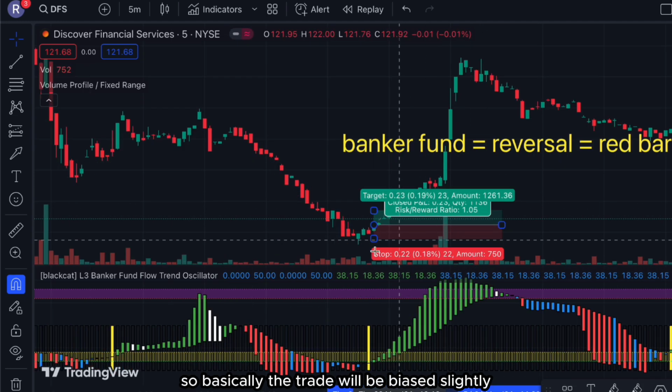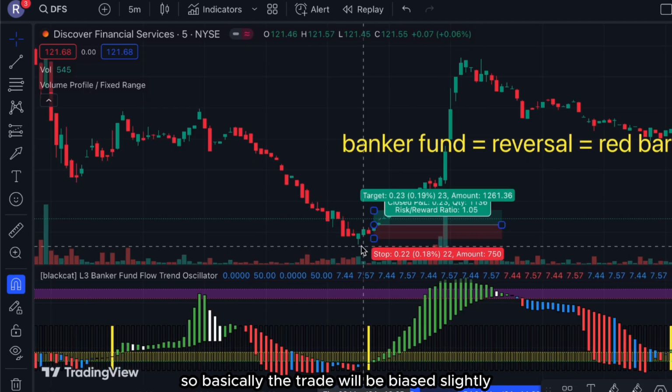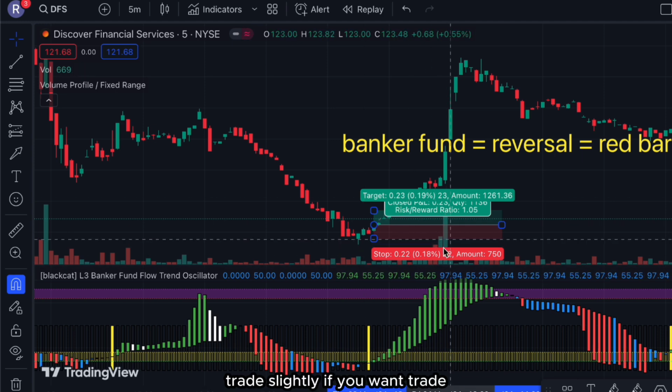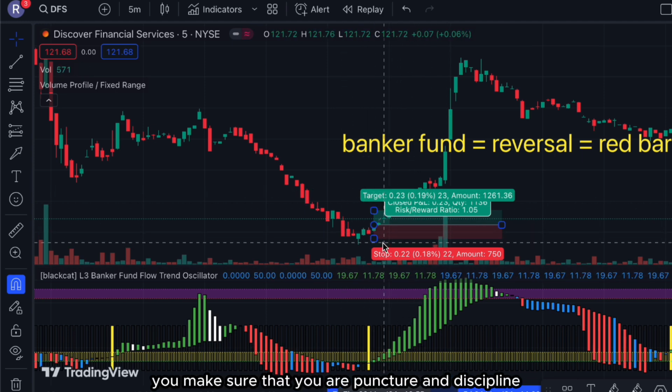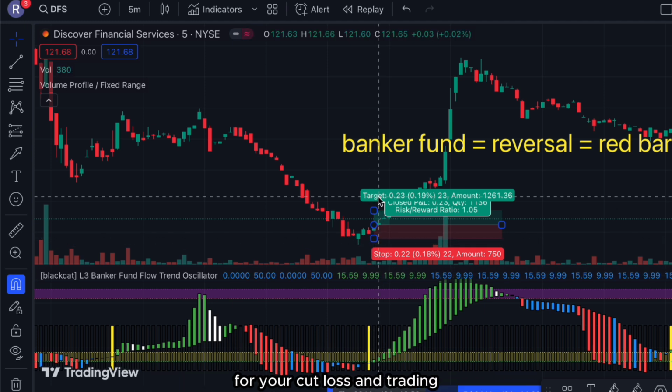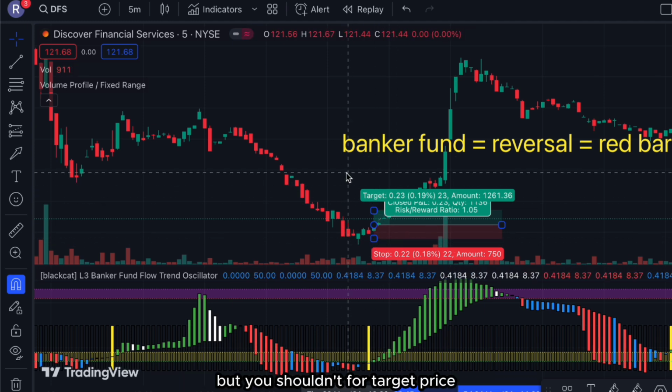So basically the trade will be biased slightly if you are going to plan a short-term trade, a slightly reward trade, and also make sure that you are punctual and disciplined with your cut loss and target price. So yeah, basically that's how you can use this indicator. Make sure that you test your indicator first before you try any trading, and the risk reward ratio projection must be more than 1, to be a better risk reward, maybe 2 or 3.